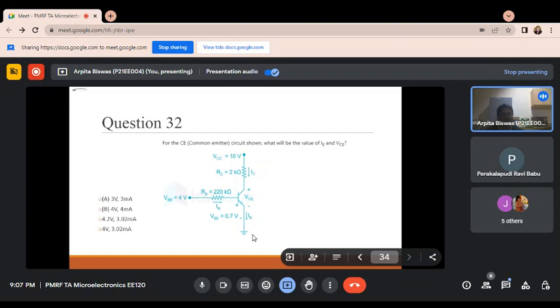Okay, and then just put the option value there. Take 3 milliamps current and see what voltage is coming, what is the value of VCE. If it is matching with the first one, then that will be the right option, and if it is not matching, then put the IE value as 4 milliamps, then see what the current value is.